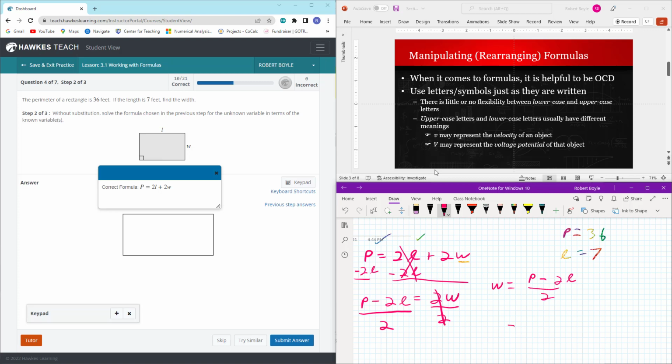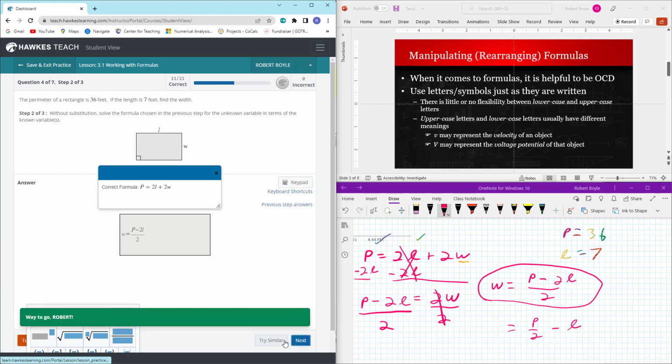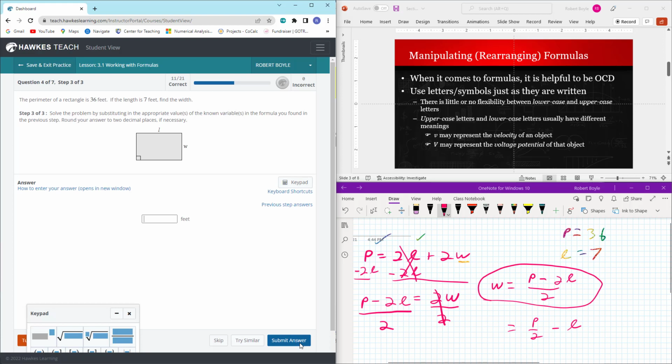Now, it is true that you could write this as P over 2 minus L, but there's nothing wrong with this. I'm kind of hoping that Hawks will agree with me. Let's find out. Okay, so we're going to have W equals. Now, I'm going to use the keypad again. I'm going to start my fraction. P minus 2L, capital P minus 2L. And then in the bottom, I'm going to have 2. And there you go. That's all you need. Now remember, P is 36 and L is 7.